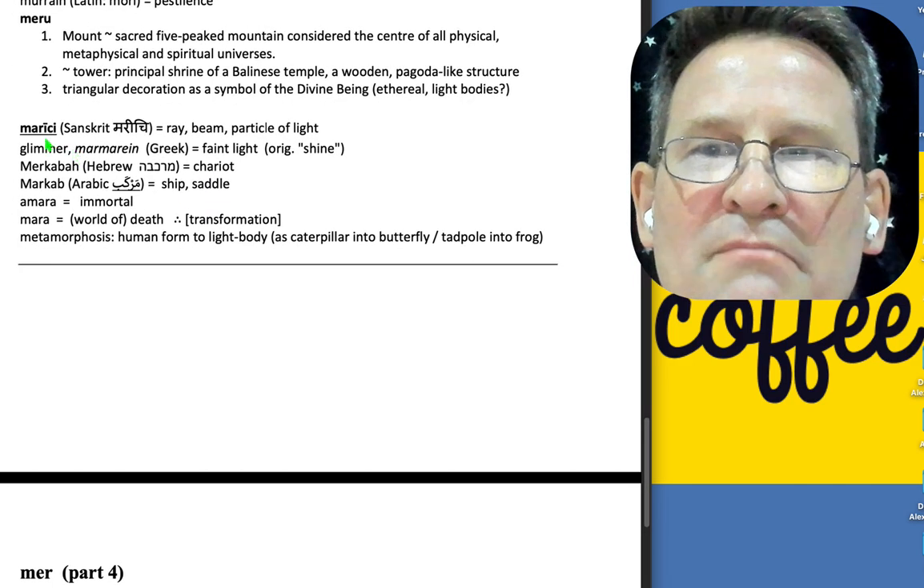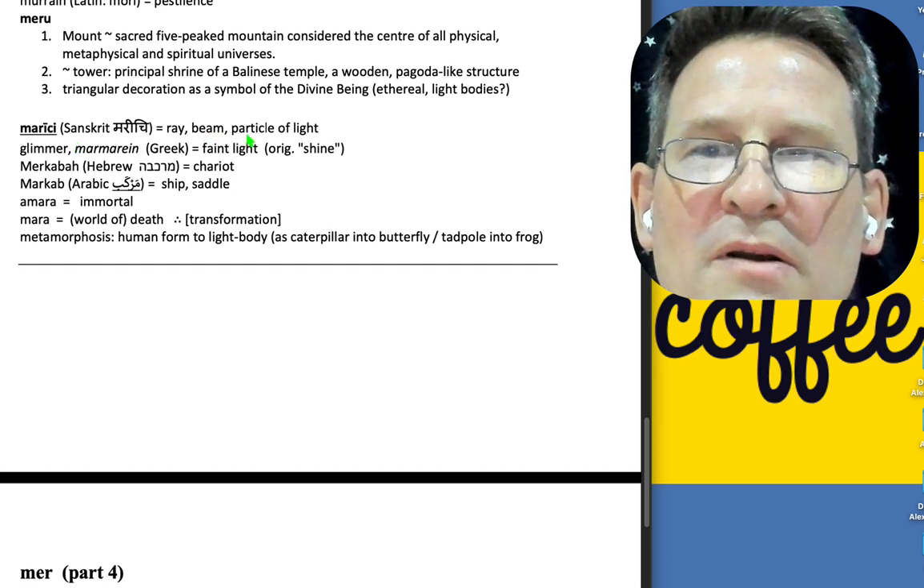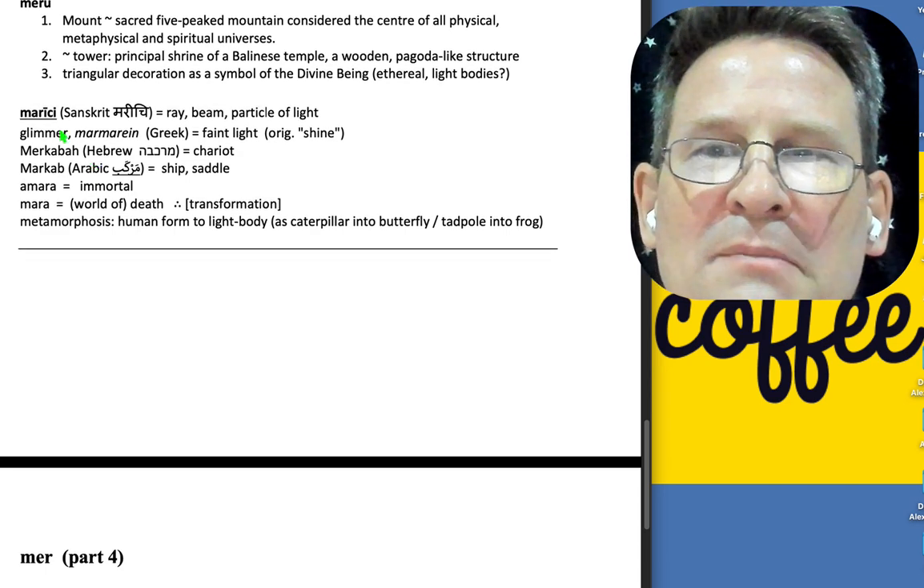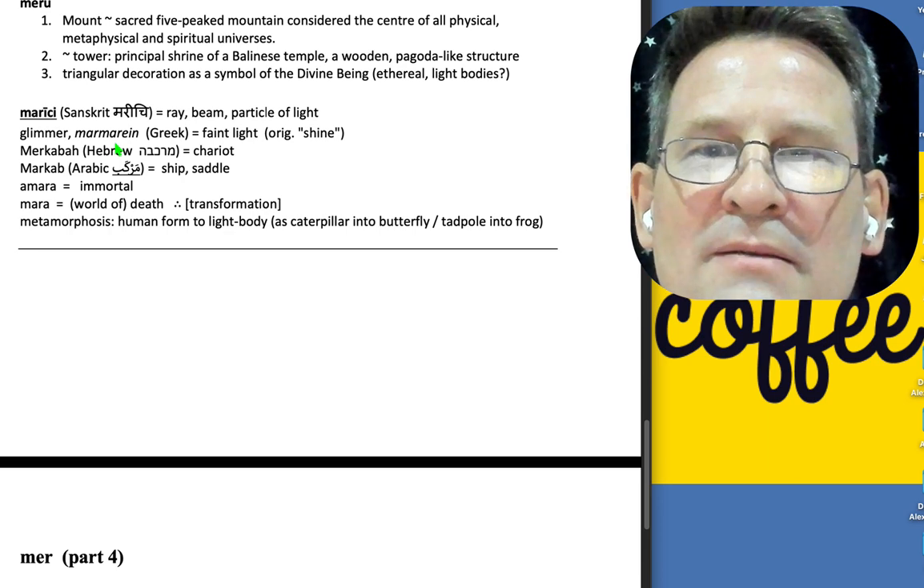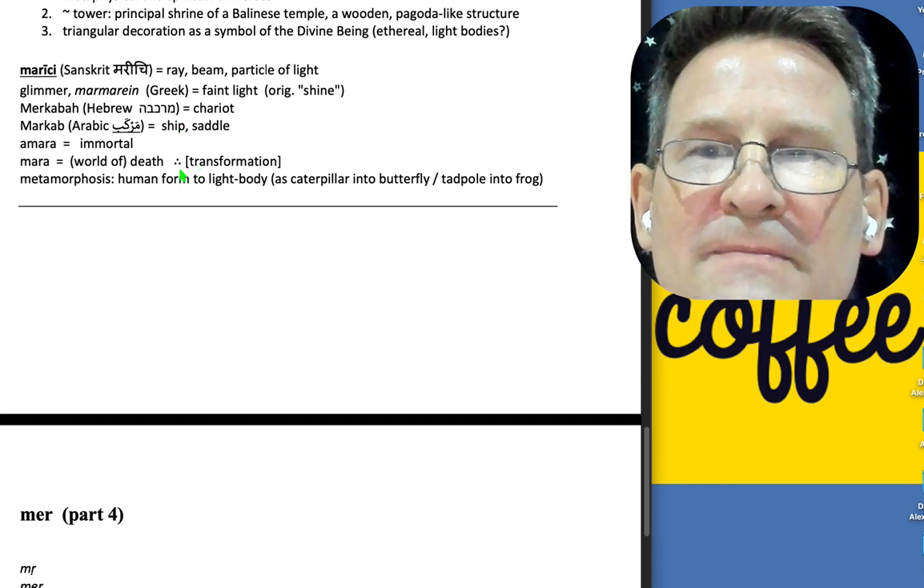And we've got the Sanskrit Marichi, ray, beam, particle of light. Glimmer, marmoraine, faint light. Merkaba, chariot. Markab in Arabic, ship, chariot. And we've got the immortal, Amara, Mara, world of death.